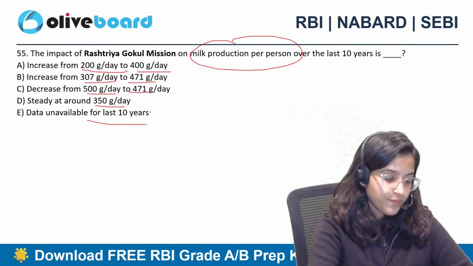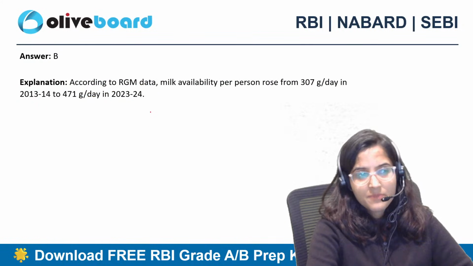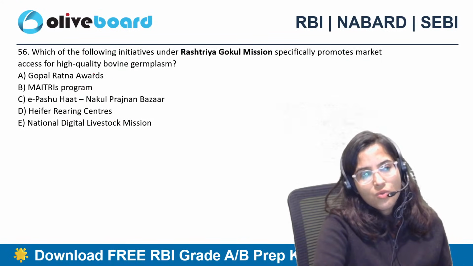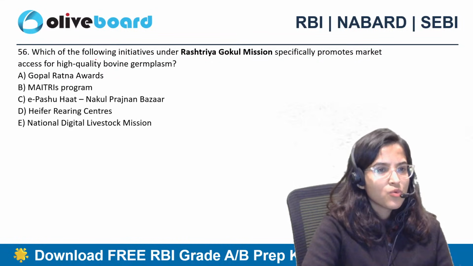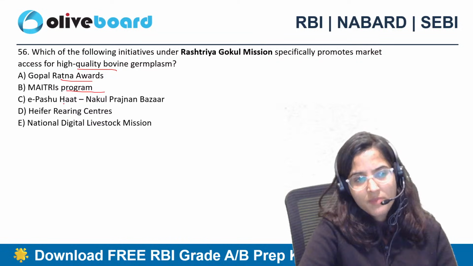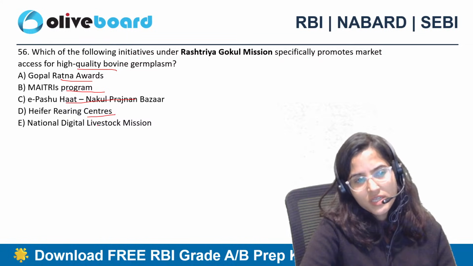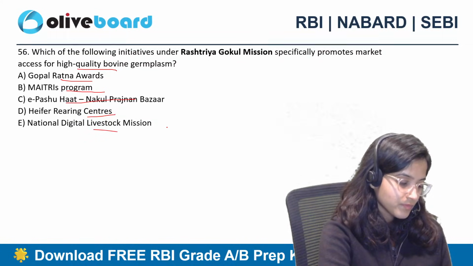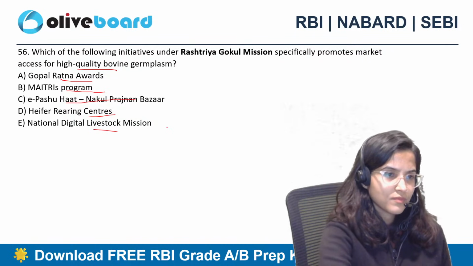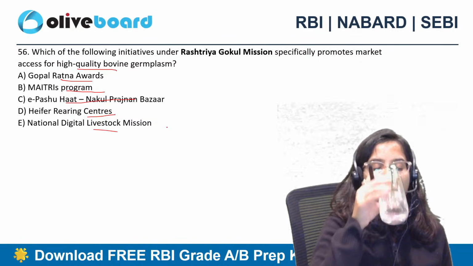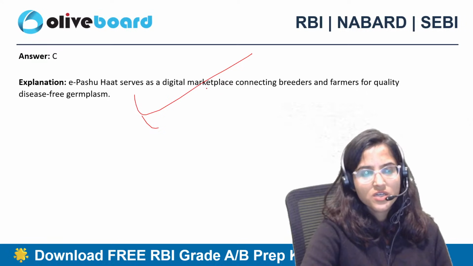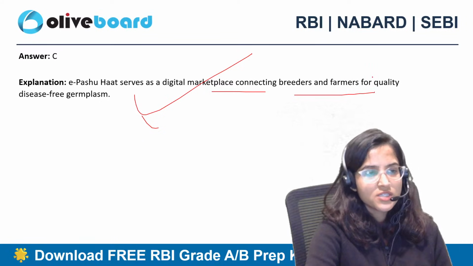55B, anyone else? What about you, Vedant? Absolutely correct. According to RGM data, milk availability per person rose from 307 to 471 gram per day. Which of the following initiatives under Rashtriya Gokul Mission specifically promotes market access for high quality bovine germplasm? Gopal Ratna Awards, Maitris Program, E Pashuhat, Nakul Prajanan Bazaar, Heifer Rearing Centers, National Digital Livestock Mission. 56C is absolutely correct. E Pashuhat serves as a digital marketplace connecting breeders and farmers for quality disease free germplasm.